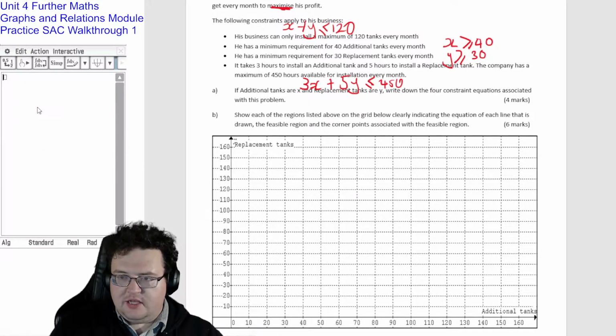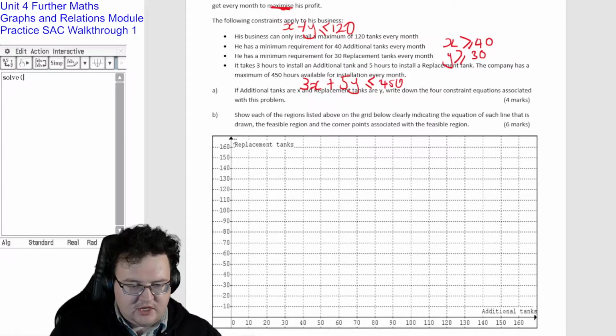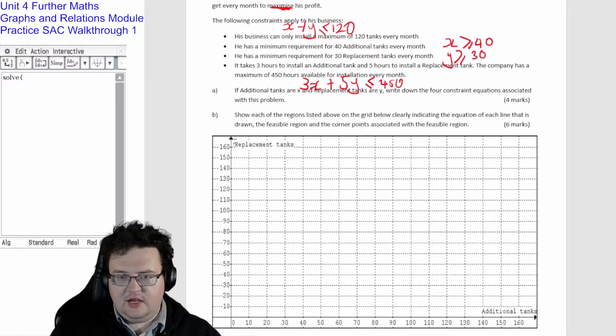And what we're going to do is we are going to use equate, we're going to do solve. Now, we'll need our keyboard for this, and we'll need to go to Math 3, because Math 3 is where all of our inequality symbols are. The solve button is also in there as well.